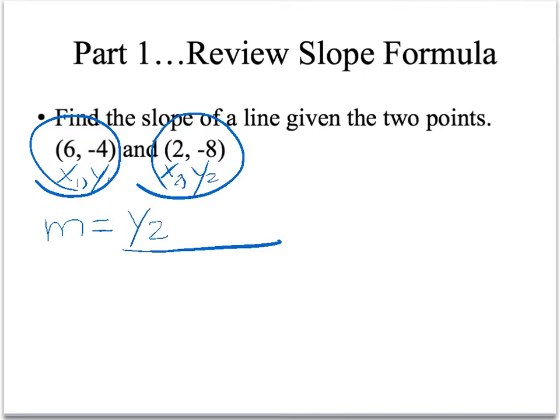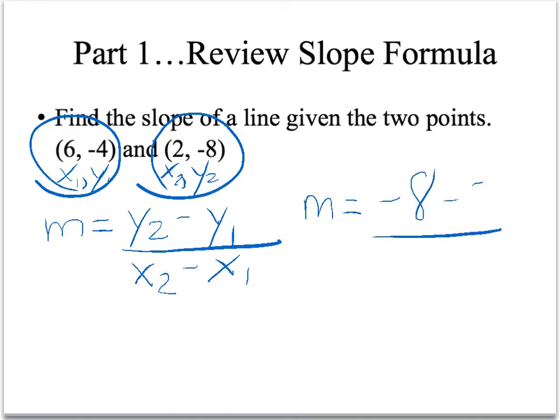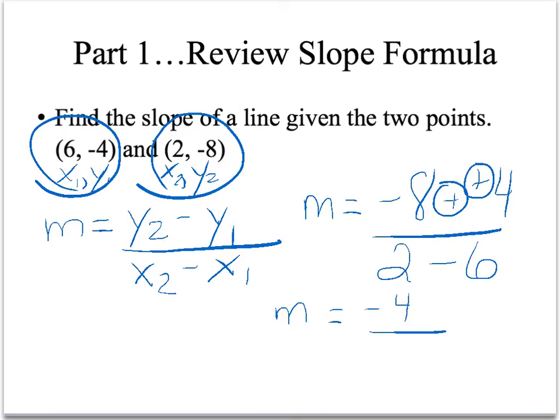And here's our formula that we do have on the reference sheet. Let's substitute the values that we have here. So we have -8 minus -4. You've got to be careful with those negatives. And then we have 2 minus 6. That double negative will cancel out. We have a -4 on top, and 2 minus 6 is also -4. It simplifies to +1.